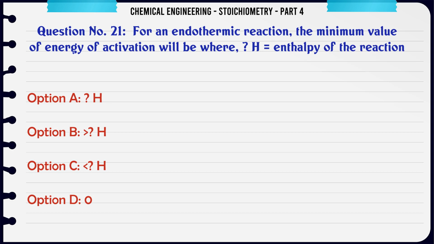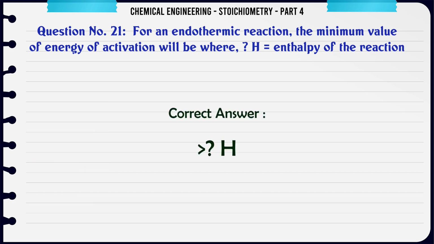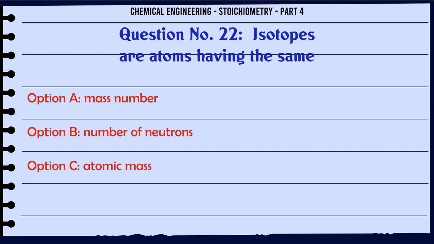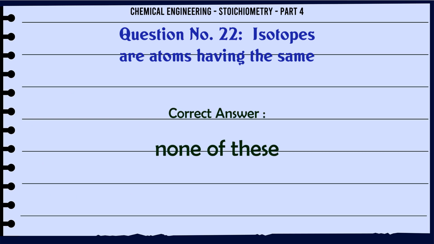For an endothermic reaction, the minimum value of energy of activation will be, where H is the enthalpy of the reaction, A. H, B. H, C. H, D. 0. The correct answer is H. Isotopes are atoms having the same A. mass number, B. number of neutrons, C. atomic mass, D. none of these. The correct answer is none of these.